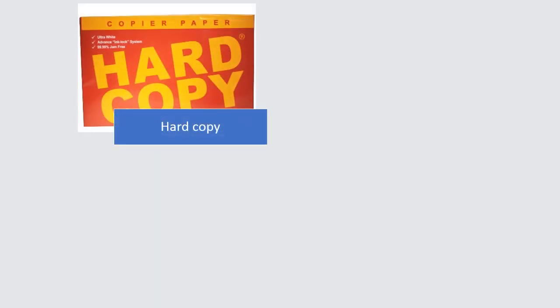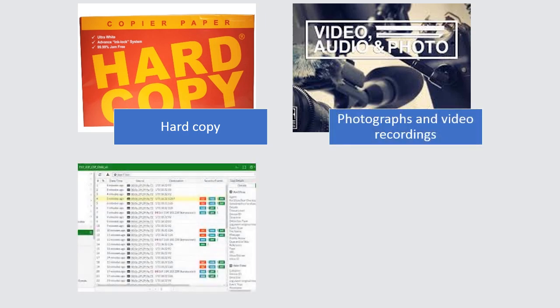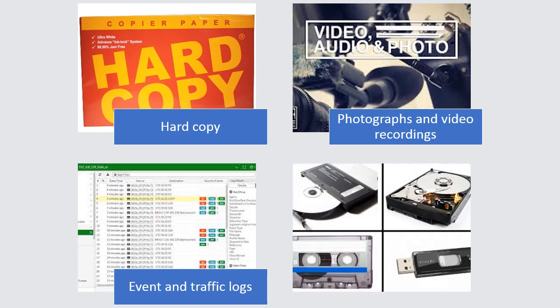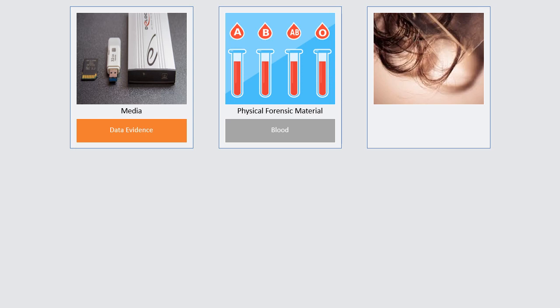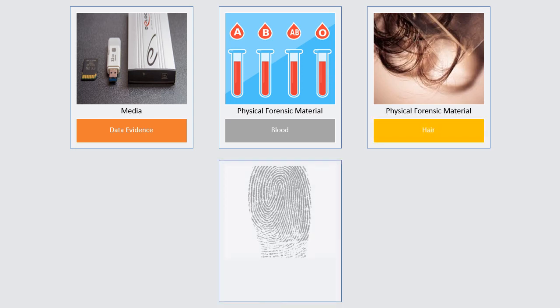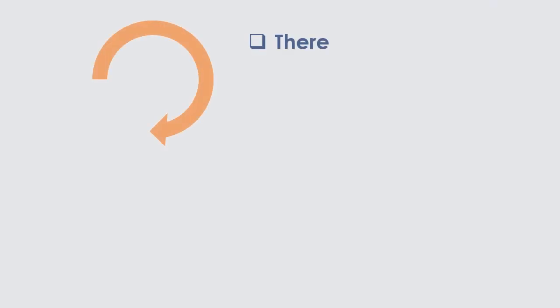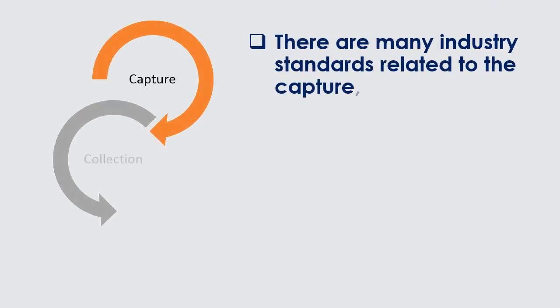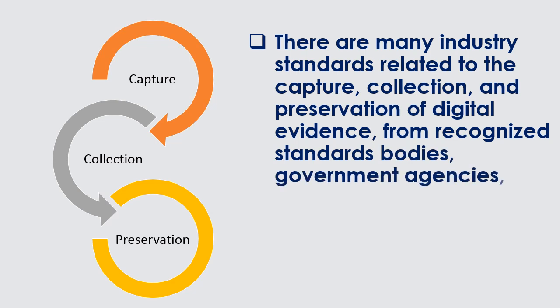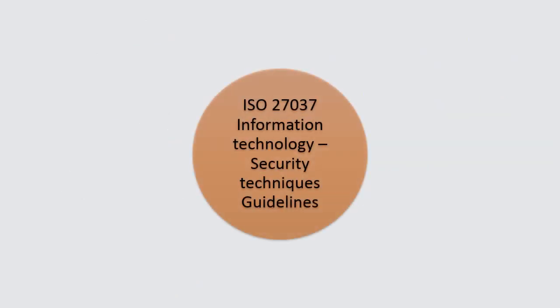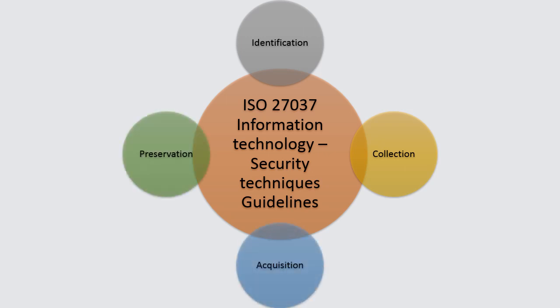Other types of evidence are hard copy, photographs, and video recordings, event and traffic logs, and computer files and memory. Evidence can take physical forms such as media that contain data evidence, and physical forensic material such as blood, hair, and fingerprints. There are many industry standards related to the capture, collection, and preservation of digital evidence, from recognized standards bodies, government agencies, and vendors. ISO 27037, Information Technology Security Techniques Guidelines for Identification, Collection, Acquisition, and Preservation of Digital Evidence, is designed for this purpose.